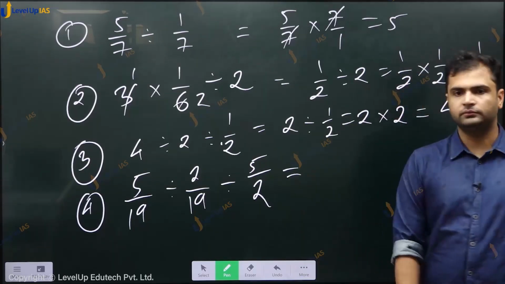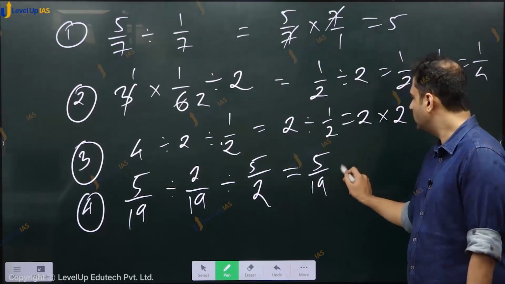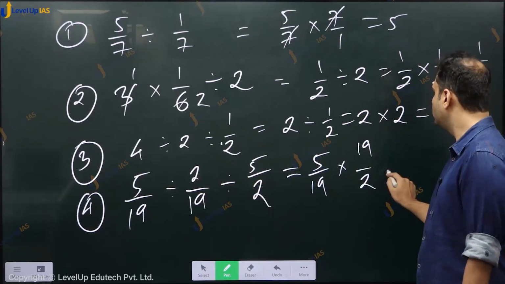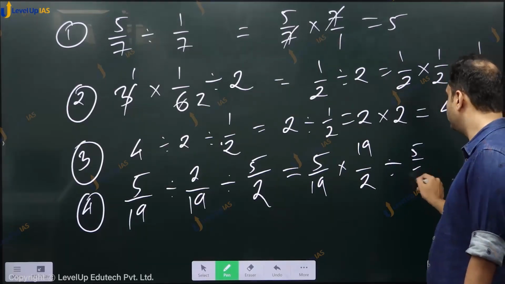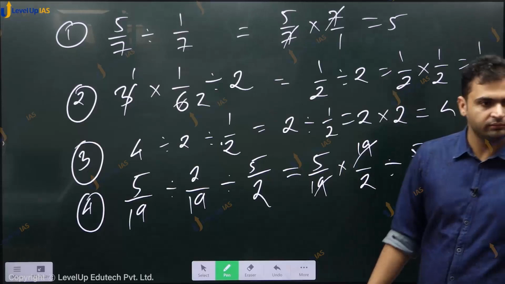And this 1, you have 5 by 19. If you convert this into multiplication into 19 by 2 and divided by 5 by 2 है ना. So 5 by 2 divided by 5 by 2 nothing but 1.